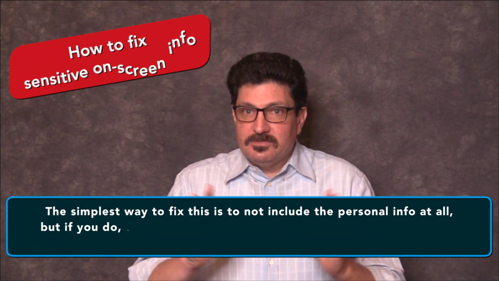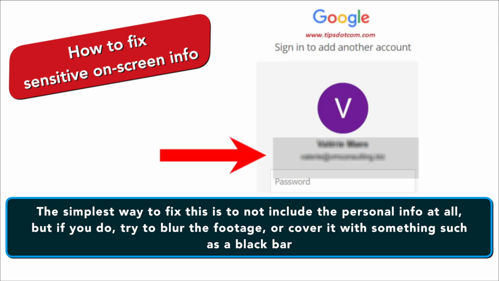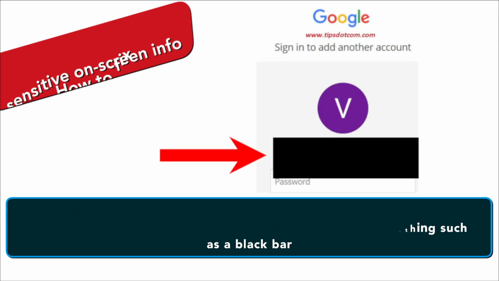So how do you fix this personal information problem? The simplest way to fix this is to not include the personal information at all, but if you do, try to blur the footage or cover it with something such as a black bar like I mentioned.